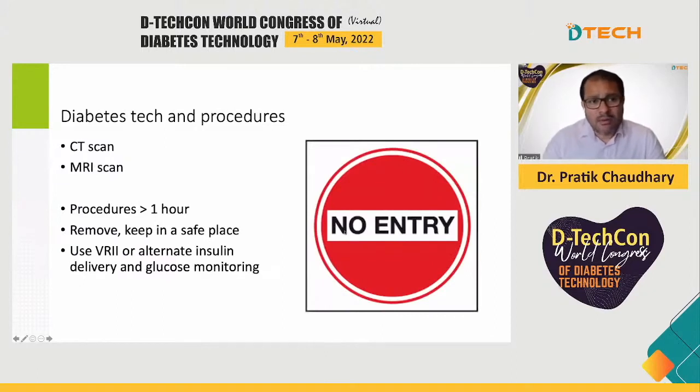Another important thing to remember, which we need to tell our patients but also inform our radiographers and radiology colleagues, is diabetes tech and procedures. In the last 10 years, I've had 20 or 30 pumps fried by an MR scanner. The recommendation is that they shouldn't be used in a CT scanner either. So for short procedures, particularly with the MRI scanner, when they have your questionnaire, do a body check and make sure the pump's in a safe place. If someone's coming off the pump, they need an alternate way of insulin delivery during that period.